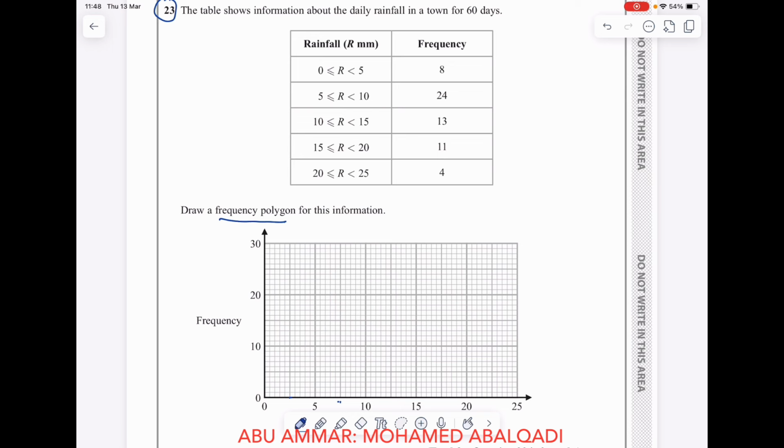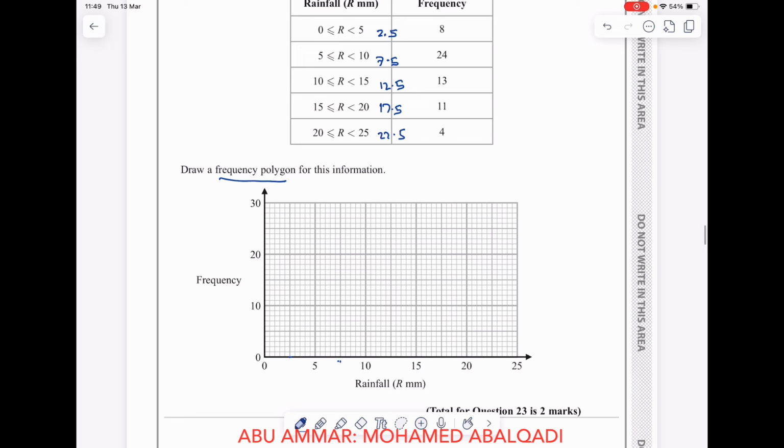And in order to do that, we add the two numbers together and divide by 2. So 5 plus 0 is 5 divided by 2 is 2.5. 5 plus 10 is 15 divided by 2 is 7.5. 10 plus 15 is 25 divided by 2 is 12.5. 15 plus 20 is 35 divided by 2 is 17.5. 20 plus 25 is 45 divided by 2 is 22.5. So now we have the exact amount of rainfall in millimeters to plot them on our x-axis.